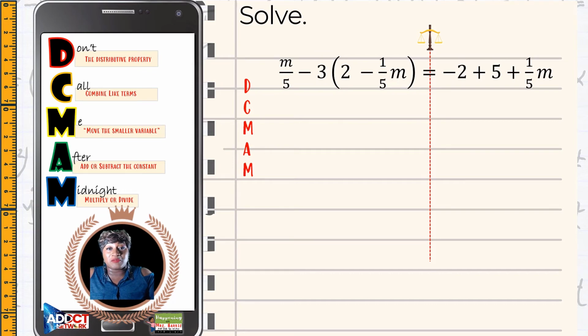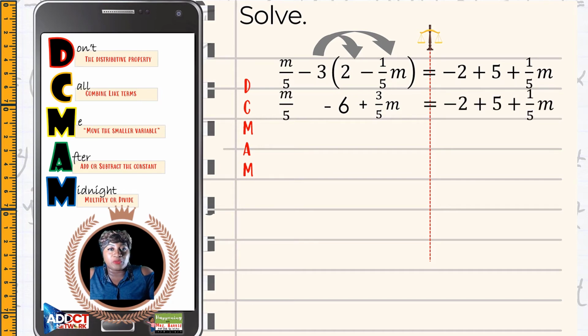Let's check for the distributive property. On the left side of the equal sign, there are parentheses. So we'll multiply -3 times 2, which is -6. Now we'll multiply -3 times -1/5 m, which is +3/5 m. Now we'll look on the right side of the equal sign to see, are there any parentheses? No parentheses, so we'll just bring everything else down.